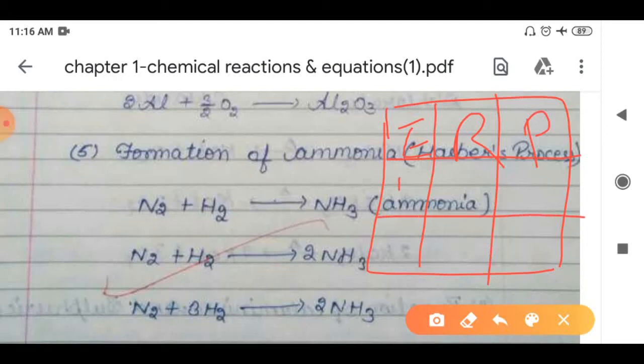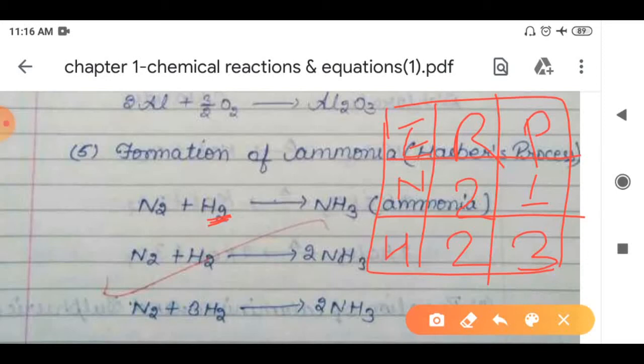Only 2 kinds of atoms are present here. One is nitrogen and another one is hydrogen. So how many nitrogen atoms are present here? One nitrogen, two nitrogen. So 2 nitrogen atoms are present in the reactant side. And how many nitrogen atoms are present in the product side? Only 1 nitrogen atom is there. How many hydrogen atoms are present in the reactant side? Just try to see here. 2 hydrogen atoms are present. And how many hydrogen atoms are present in the product side? 3 hydrogen atoms are present. Okay, so this equation is unbalanced both in terms of nitrogen as well as hydrogen, right?